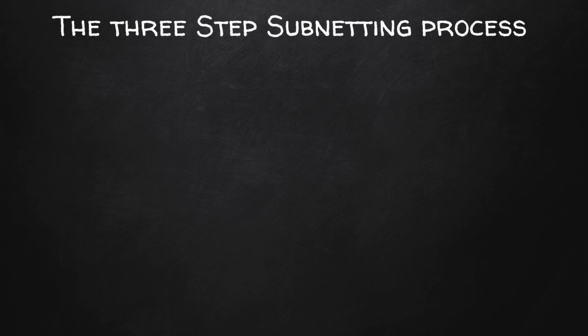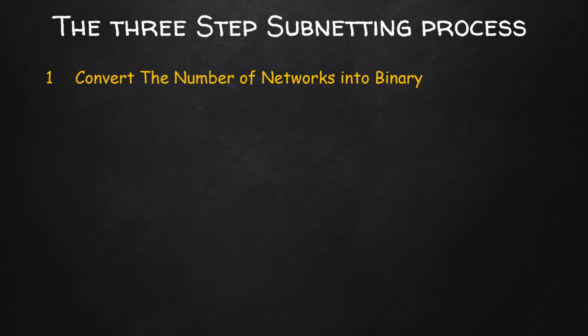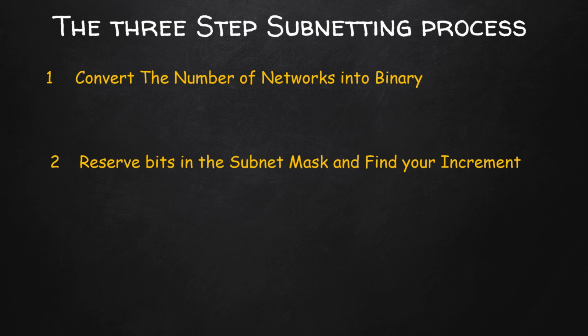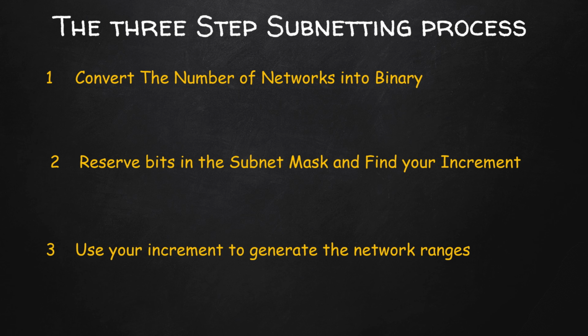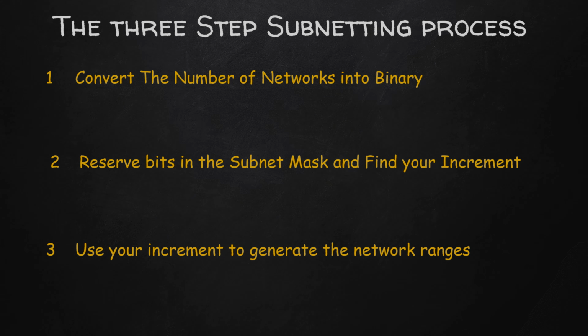There are 3 important steps in the subnetting process. And what are those? Point number 1, convert the number of networks into binary. Point number 2, reserve bits in the subnet mask and find your increment. And point number 3, use your increment to generate the network ranges. So these are the main 3 steps included in a subnetting process. I will explain each point and show you how to do that. For that, let's go to our network scenario.